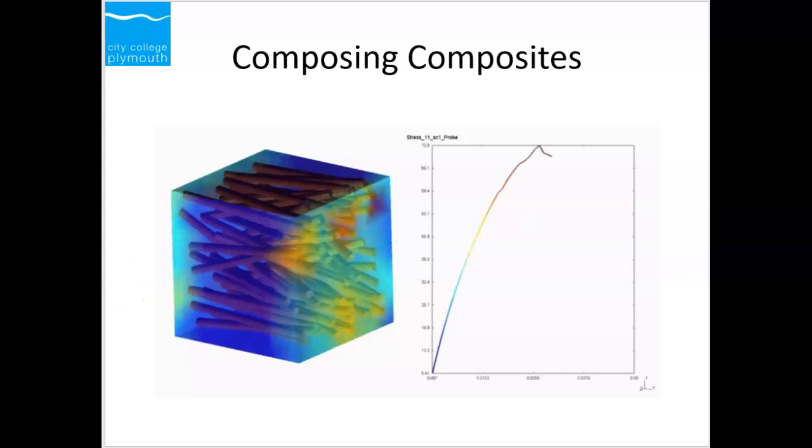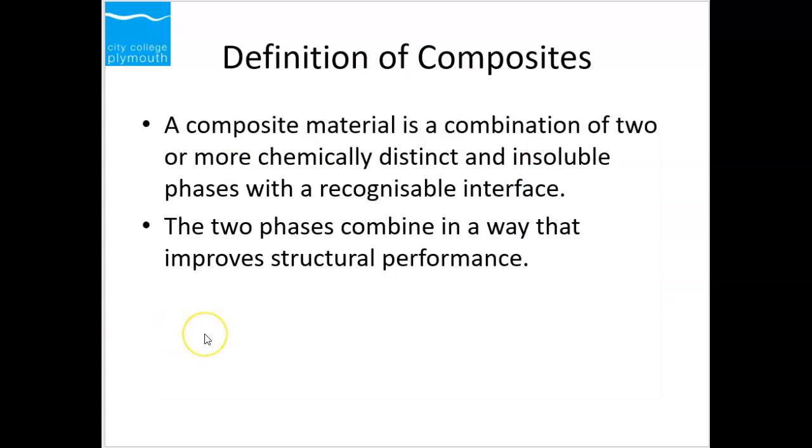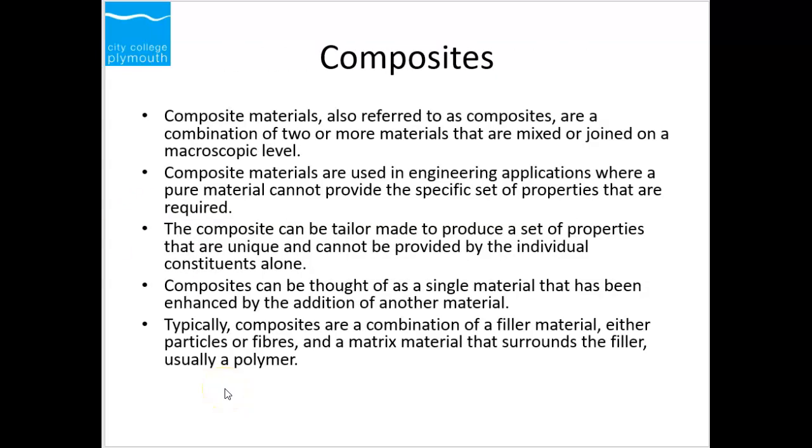Now, how do we define composites? It's a combination of two or more chemically distinct and insoluble phases or materials with a recognizable interface. The two phases combine in a way that improves their structural performance. So when we talk about composite materials, they are a mixture of two or more different materials which are mixed or joined together on a macroscopic level, not microscopic, macroscopic level.